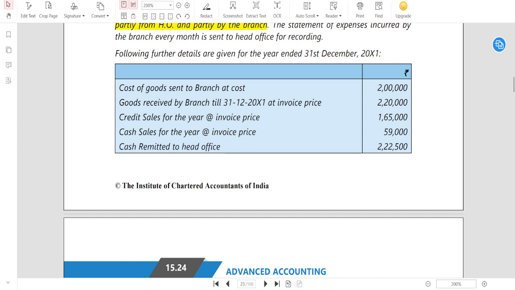Can anyone tell me, guys? What does it mean actually? Goods received by the branch, till 31st December 2021 at invoice price. Can anyone tell me? Tell me, guys. Who can tell me this?